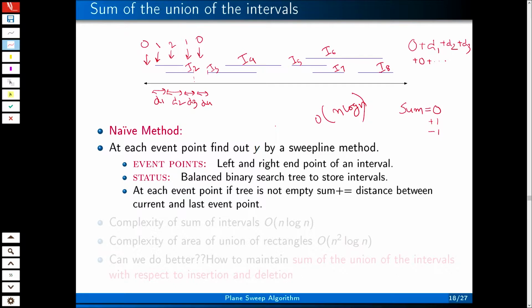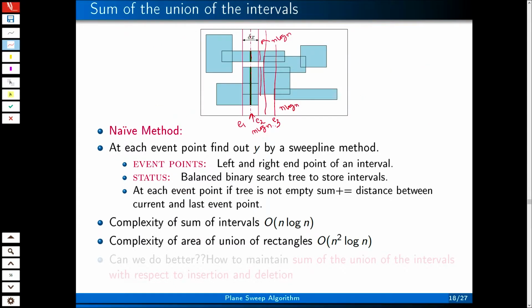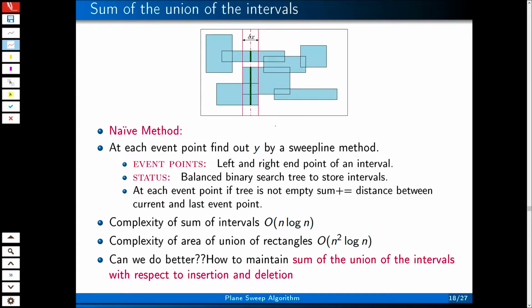Question, can we do that? Still with me? Objective clear? Very good. Any questions? So, this is my question: how to maintain the sum of the union of the intervals with respect to insertion and deletion.